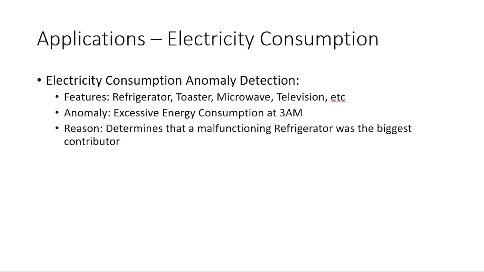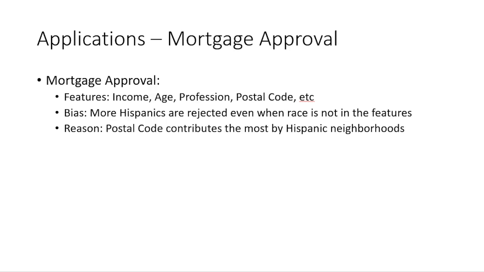The first application is in electricity consumption for anomaly detection. We have a system that collects appliance consumption information such as a refrigerator, toaster, microwave, and television. However, suddenly at 3 a.m. we see an abnormal excessive usage of energy. If we use XAI, we can trace back to determine how much each appliance contributed to this abnormality. Here we conclude that it is the refrigerator that is malfunctioning.